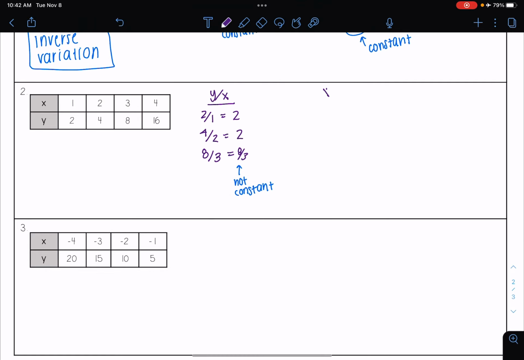Okay, let's check for inverse variation. I'm looking for x times y to be the same. That first point, I have 1 times 2, which gets me 2. The next point, I have 2 times 4, which gives me 8. So I don't have a constant number here. I have 2 and then 8, so this isn't constant. Both of these were not constant, so that means this one is neither. It's not direct variation and it's not inverse variation.